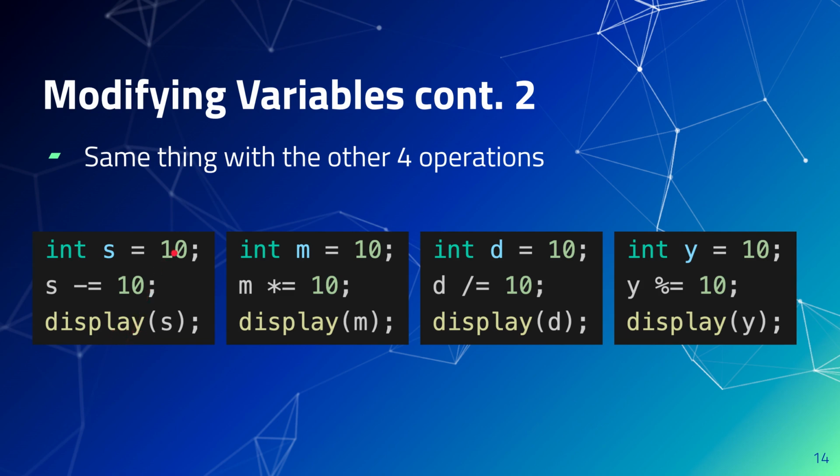Okay, so once again, it's just basic math. 10 minus 10 will display 0. 10 times 10, 100. 10 divided by 10, 1. And 10 mod 10 would be 0.